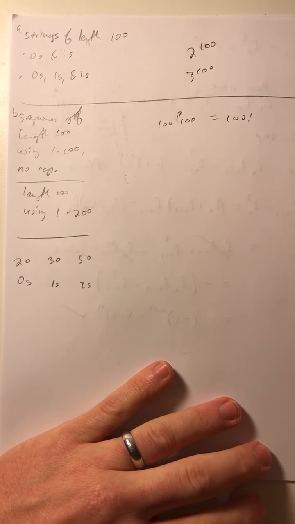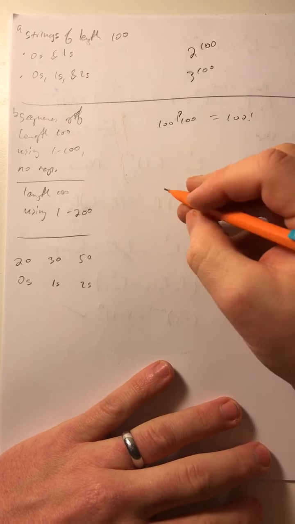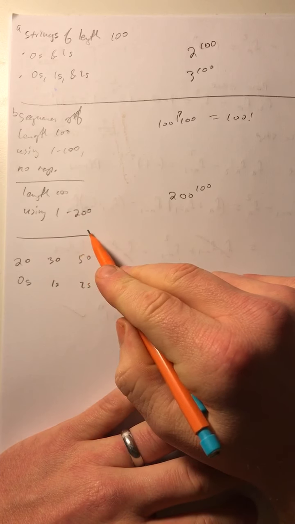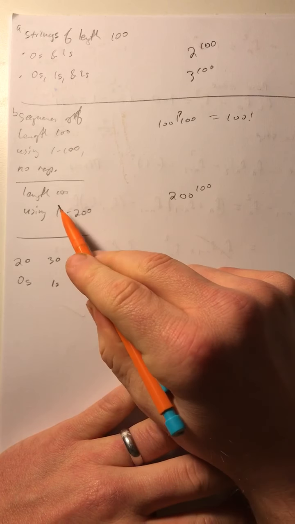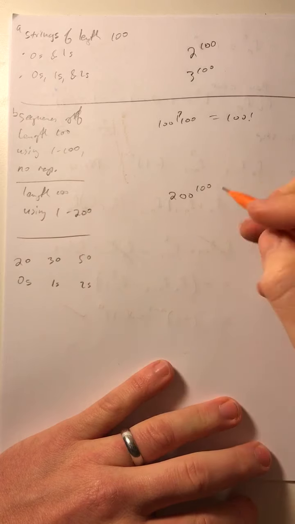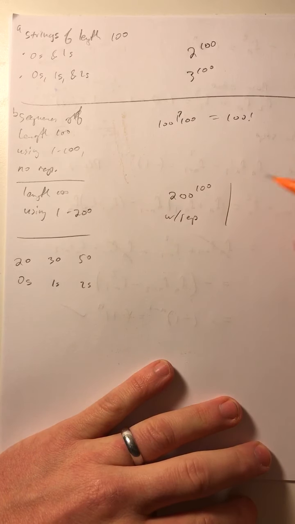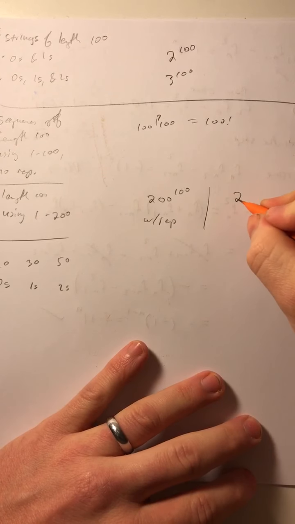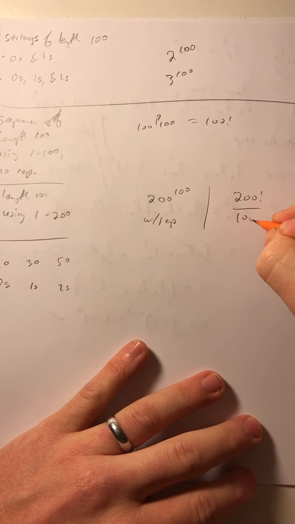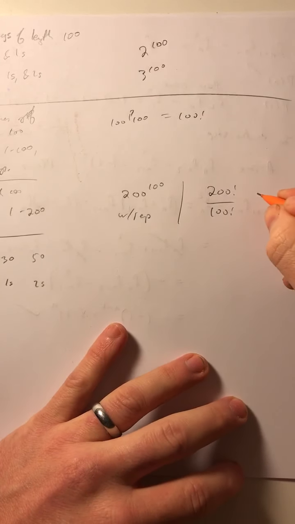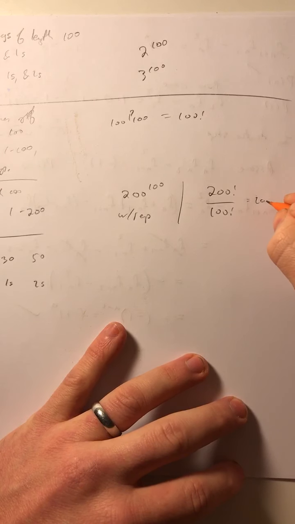So with replacement, I have 200 to the 100 because I have 200 options for each position in the sequence, and I have 100 positions in the sequence. And if you did it without replacement, you should have 200 factorial over 100 factorial, which is the same as 200P100.